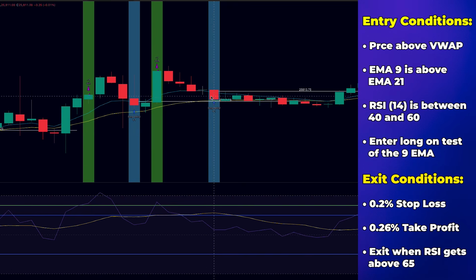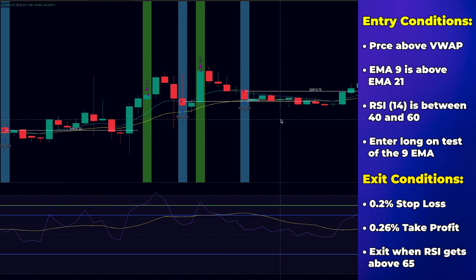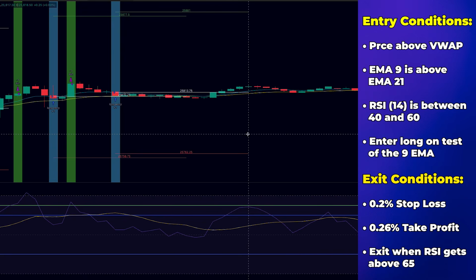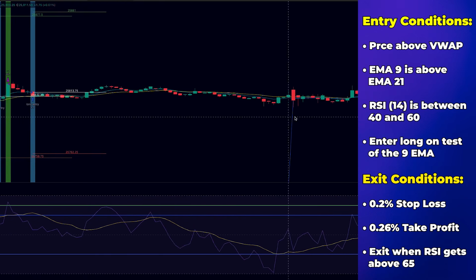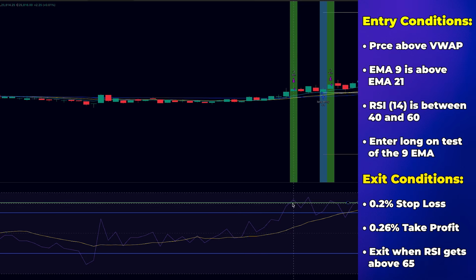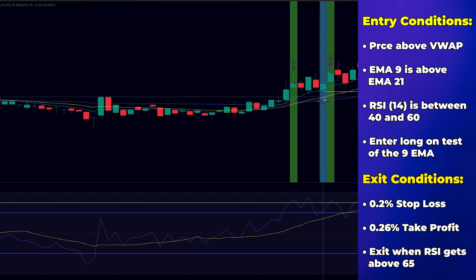We then get another entry very soon after, price above VWAP again, EMA 9 above EMA 21. We enter on a test of the 9 EMA, RSI between 40 and 60, and we set our take profit up here, stop loss right here, and then we let it play out. This one, much longer one, but it does end up winning when RSI gets above 65. And then right here we have another entry and then immediate win right after.